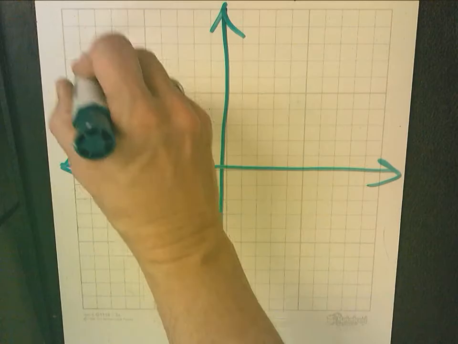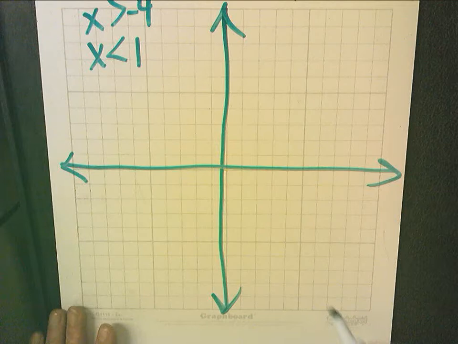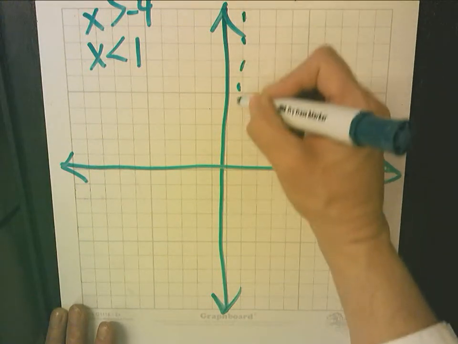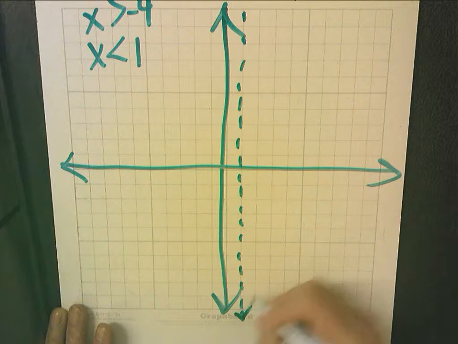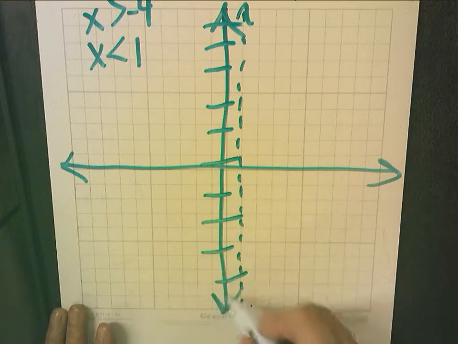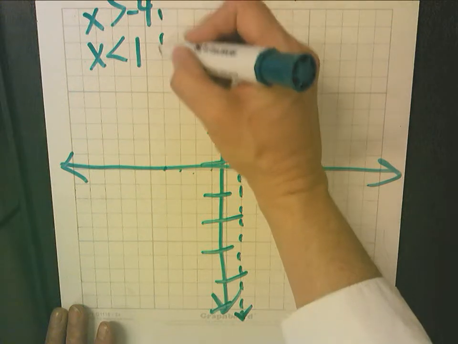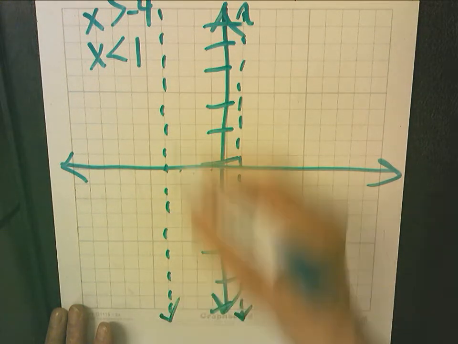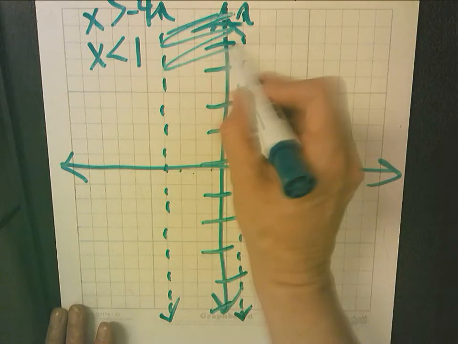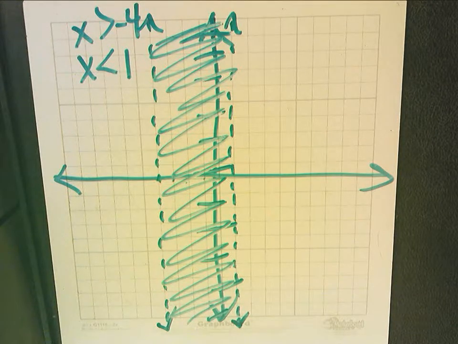Number 3 says x is less than 1 and x is greater than -4. So these are both vertical lines. So x is less than 1, I do x equals 1, but I make it dashed, and less would go this direction. And then 1, 2, 3, 4. X is greater than -4, and greater would be this direction. So I know my graph's going to look like this. It's just going to be a vertical tube looking thing. Okay?